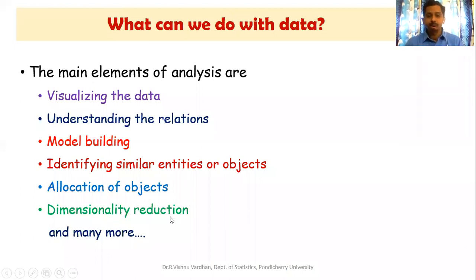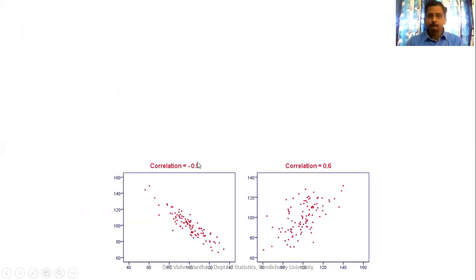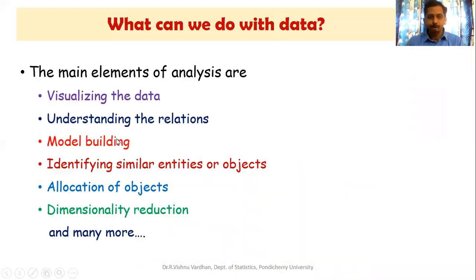Dimensionality reduction is also another important area where we work with the data, and there are many more. Natural language processing, sentiment analysis, text analytics, pattern recognition. Like this, we can do a wide variety of tasks with the data. So statistics is not just mean, median, mode. Okay, now see, that's what we can do with the data.